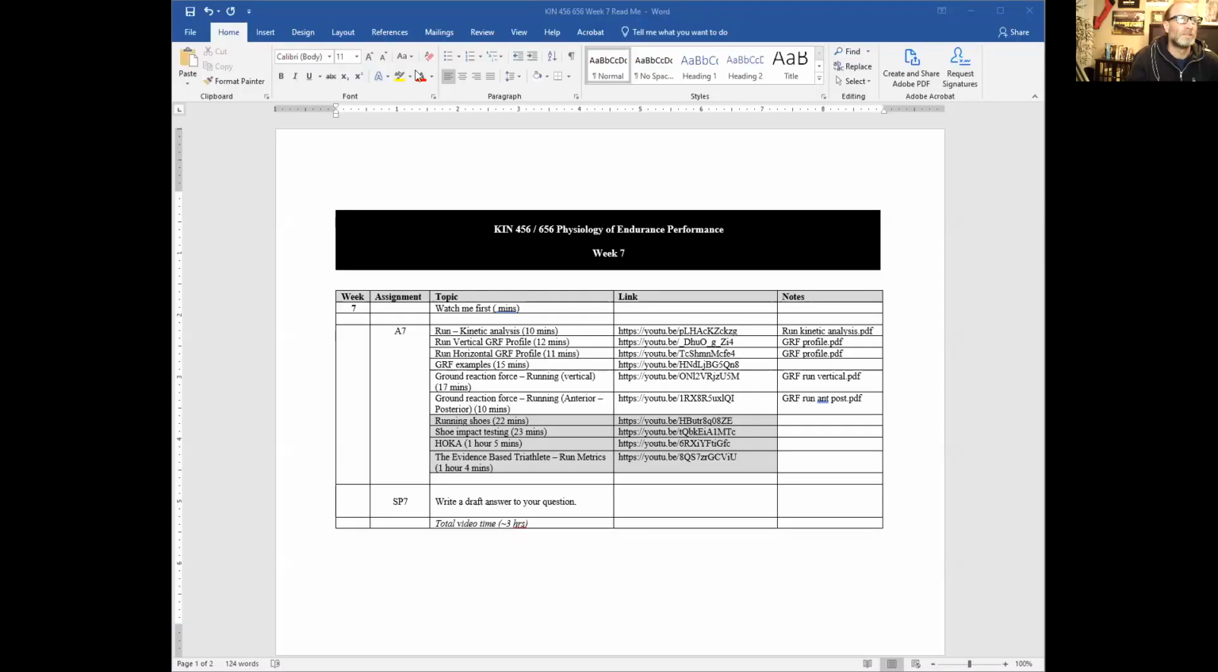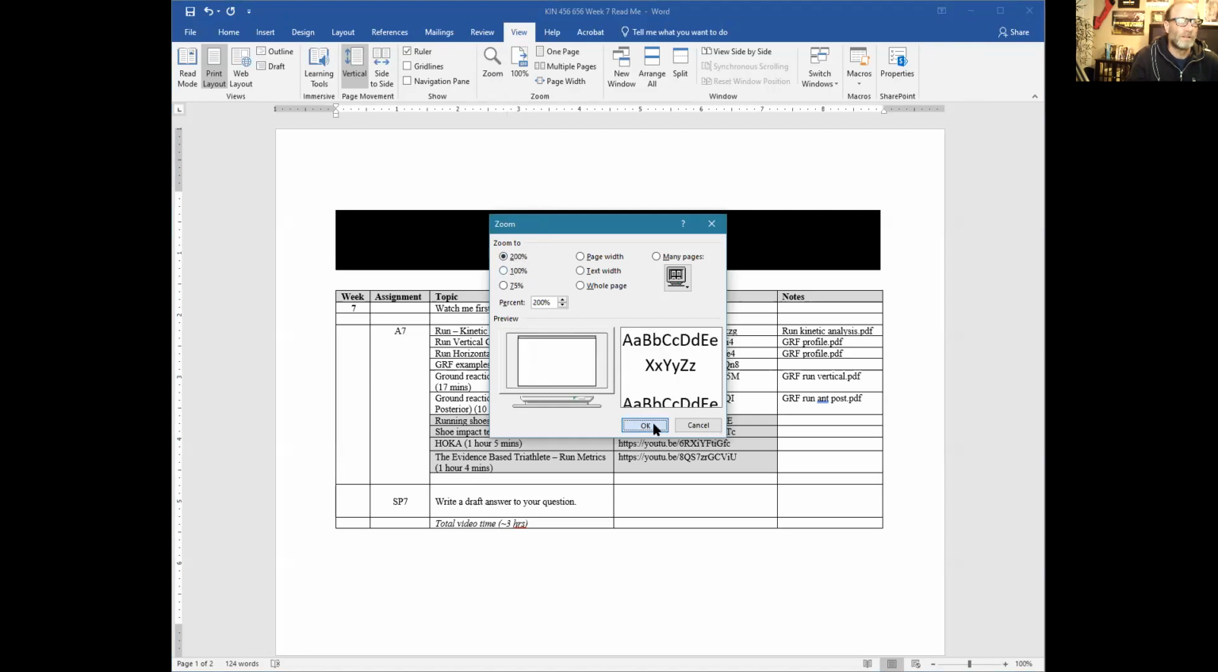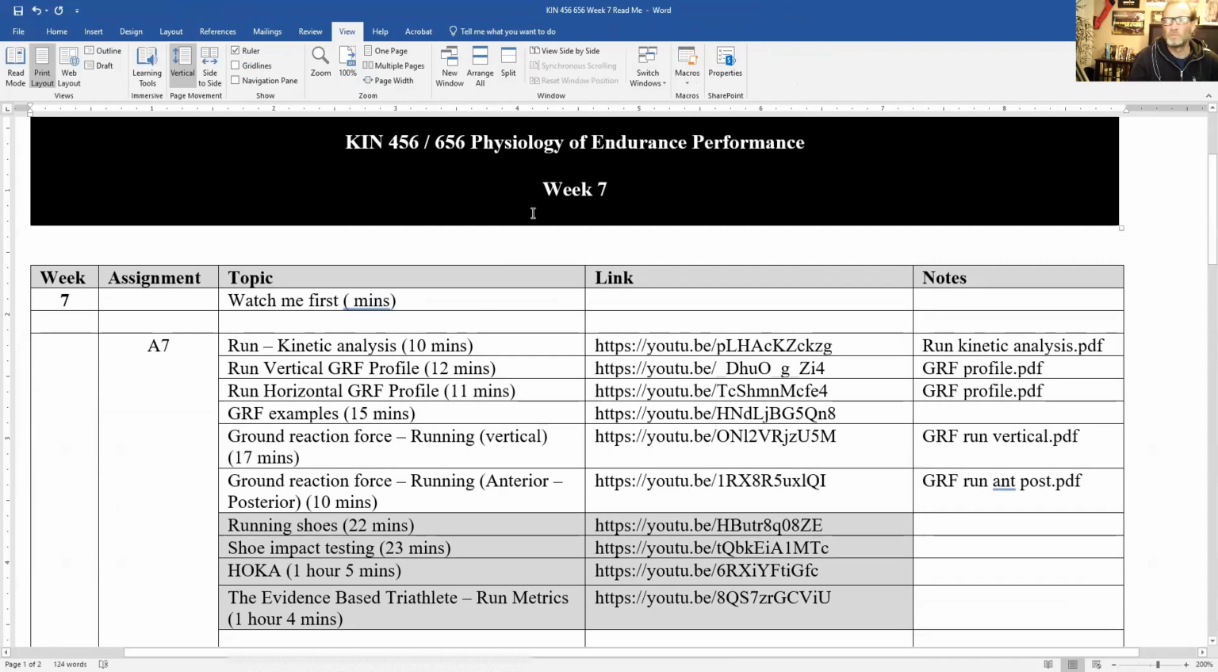Let me go through the README first document. And let me zoom in a bit so it's a little easier to see. Okay, so the videos I want you to watch this week include the run kinetic analysis.